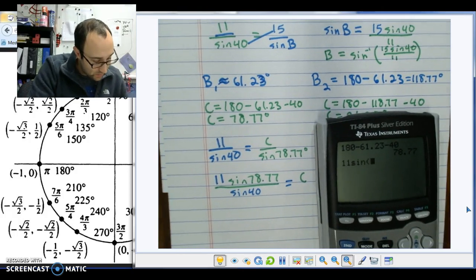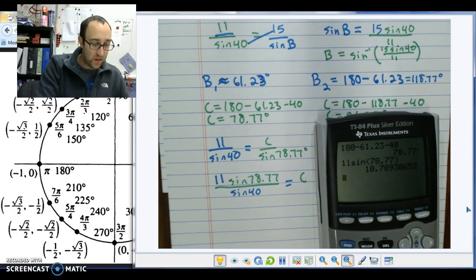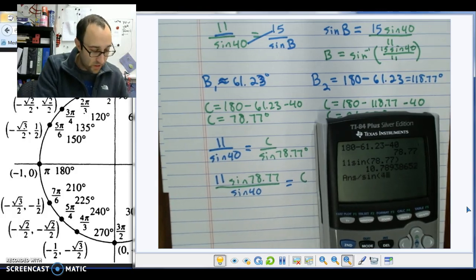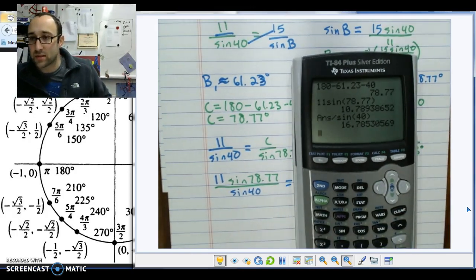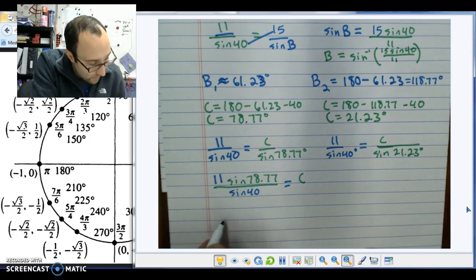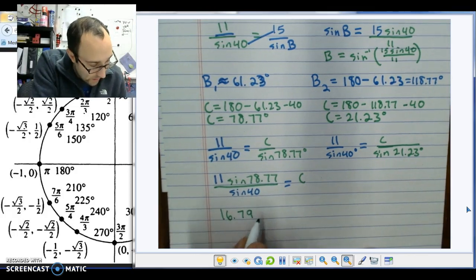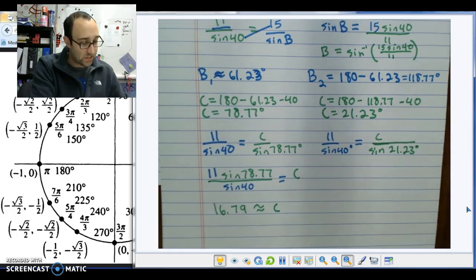11 sine 78.77. I'm going to divide it by sine 40. That way I don't make any silly mistakes. And I get 16.79, let's say. C is about 16.79. And that is going to be about C. Alright, good. Now let's do the exact same thing with the other one.